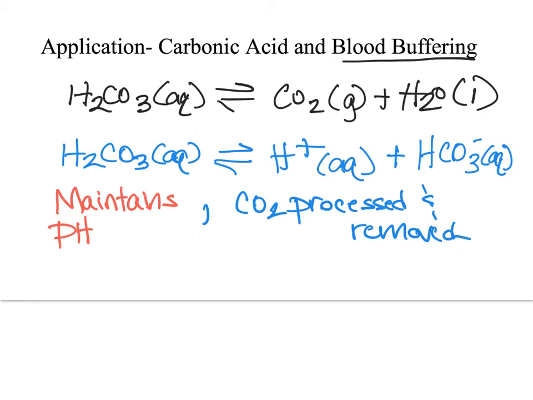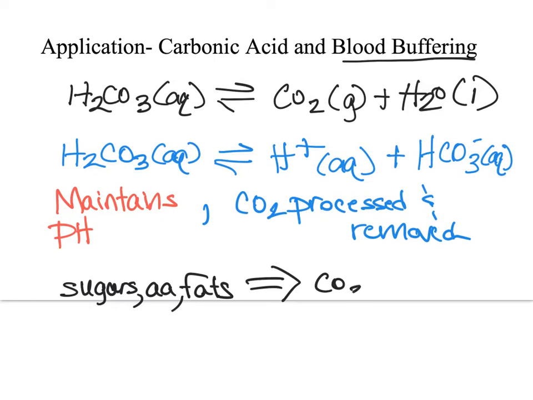As a part of normal metabolism, sugars, amino acids, and fats will ultimately be converted to carbon dioxide and water. So there has to be some mechanism for getting rid of the carbon dioxide.